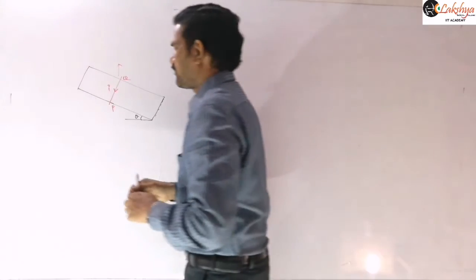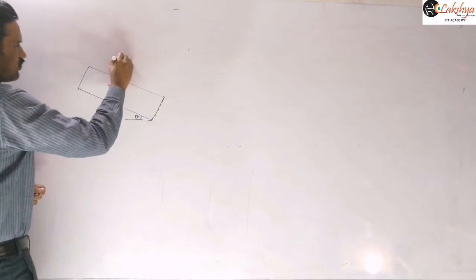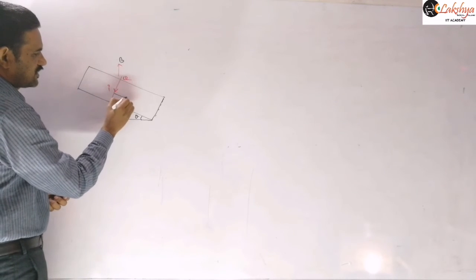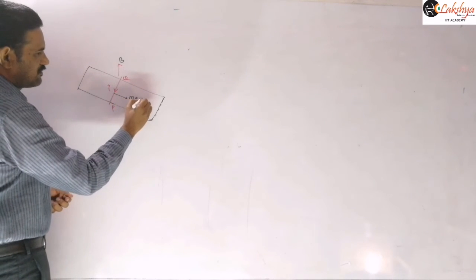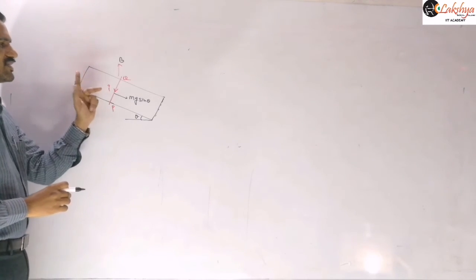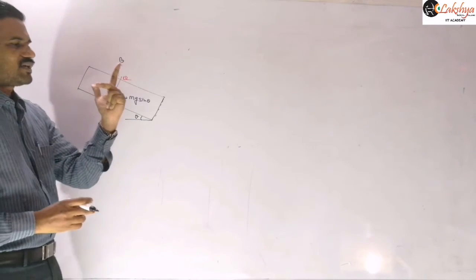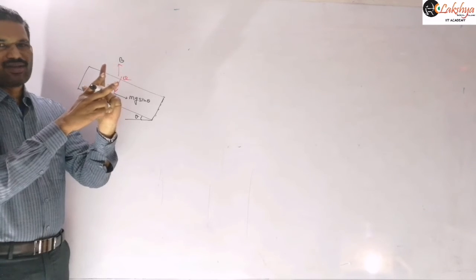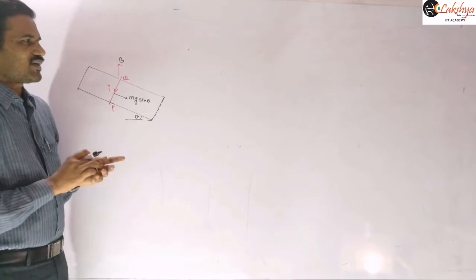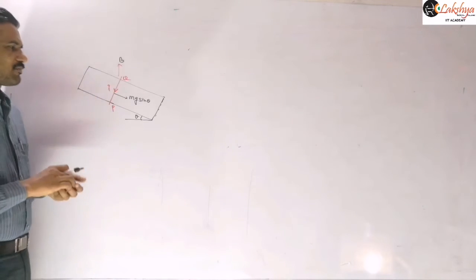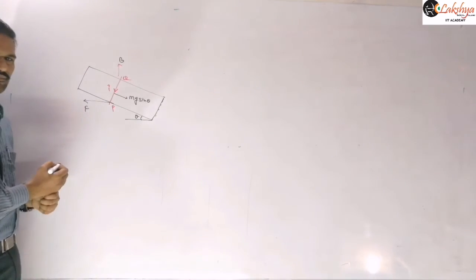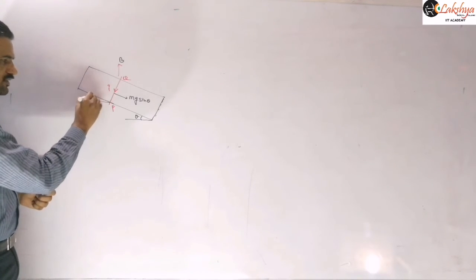Now let us consider the field vertically upwards. The forces acting on this: mg sine theta will be there, parallel to the inclined plane. Now see the direction of the magnetic field. If the wire is like this and the current is flowing along this direction, you will get the magnetic force in the horizontal direction. Is it clear? The magnetic force will be acting along this horizontal direction. Is it clear?